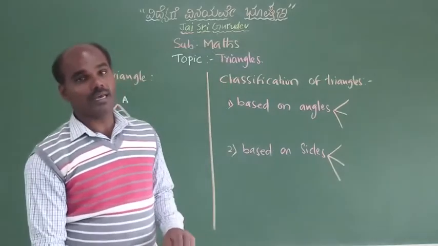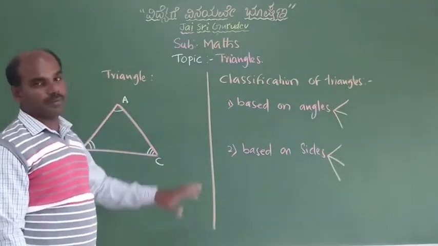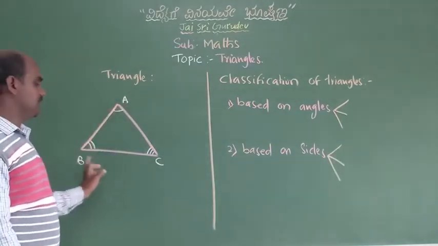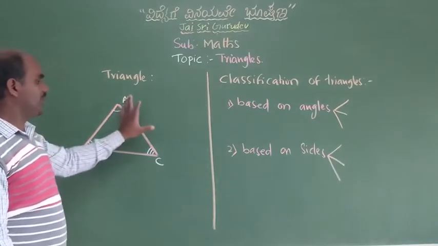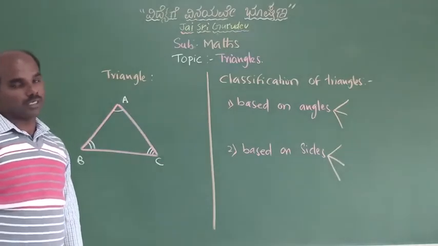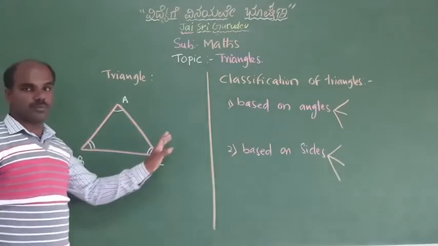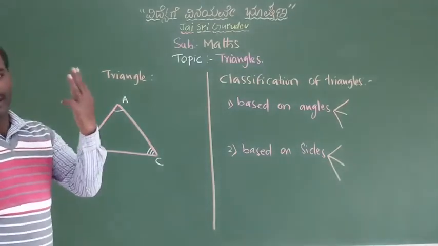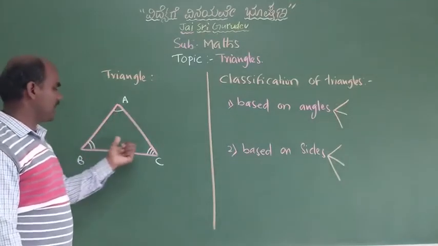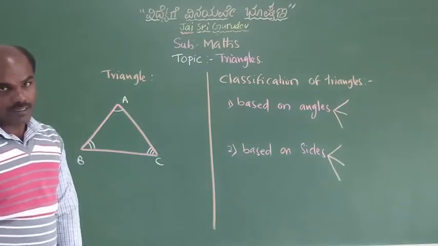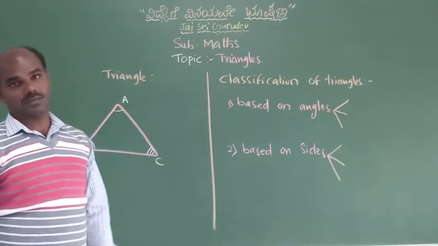So, this closed figure with three sides is a triangle. Taking ABC as one of the triangles, AB is one side, BC is one side, and AC is also one of the sides. Yes or no, children? Now, with the three sides, it forms three angles also. What are the angles? Angle A, angle B and angle C. So not only sides and angles, it is forming the vertices also.